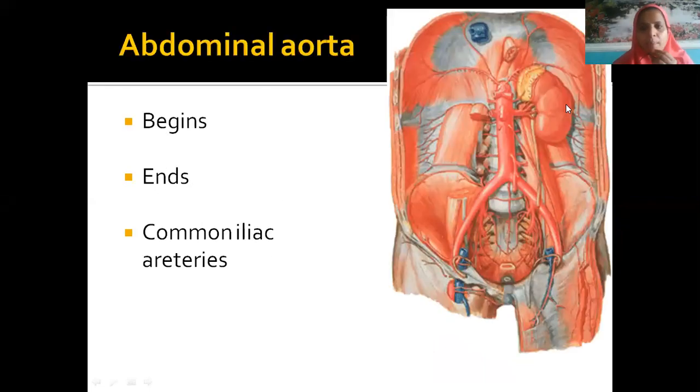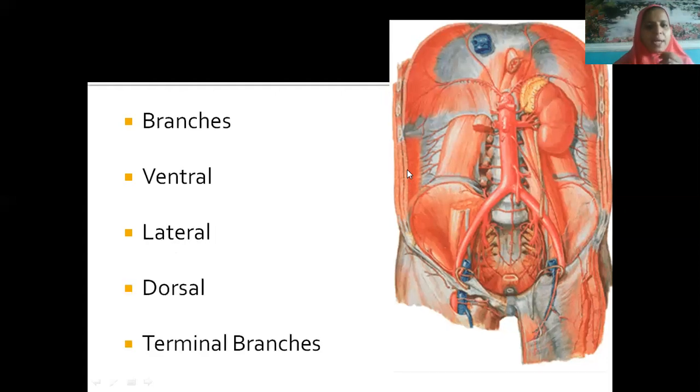Abdominal aorta I have already described very clearly. Do you remember where it starts and where it ends? It starts at T12, isn't it? Where does it terminate? You can see here, at the junction of L5 and S1, it divides into two common iliac arteries. What are the various branches we have? What are the ventral branches?